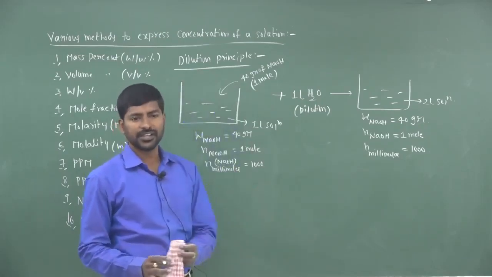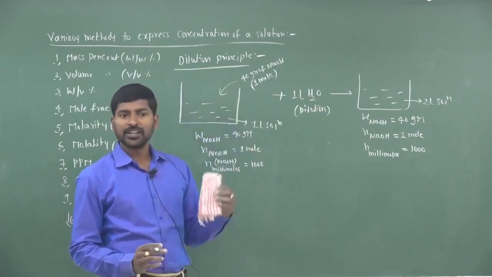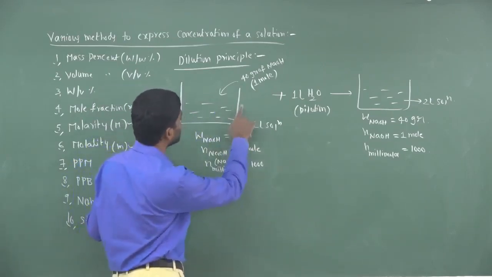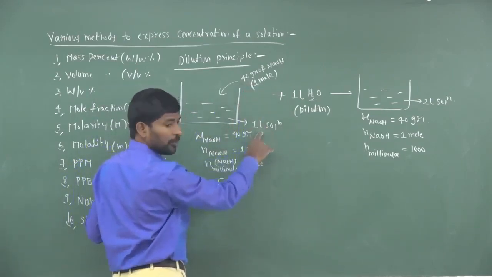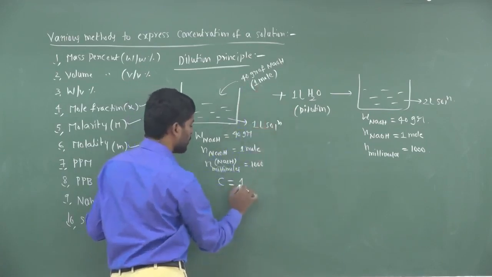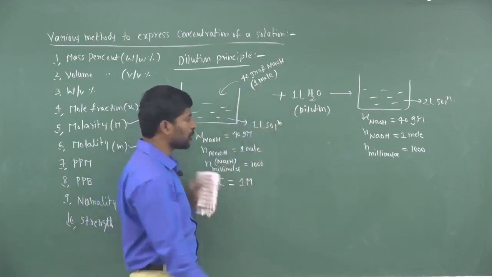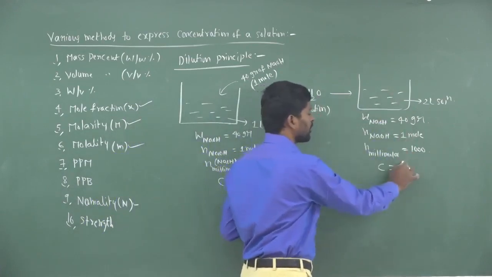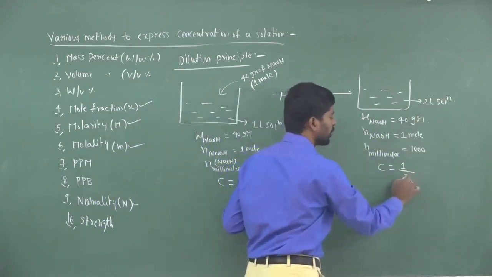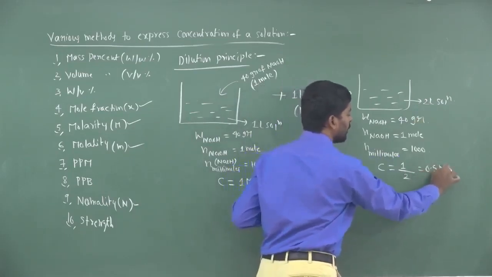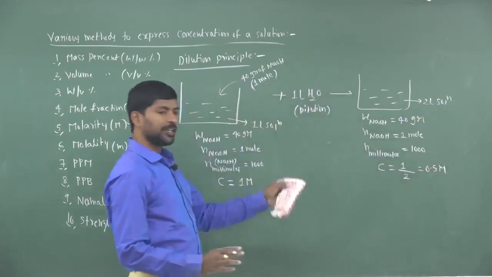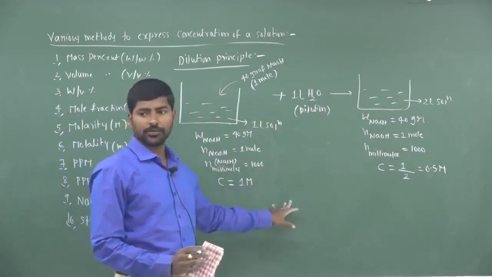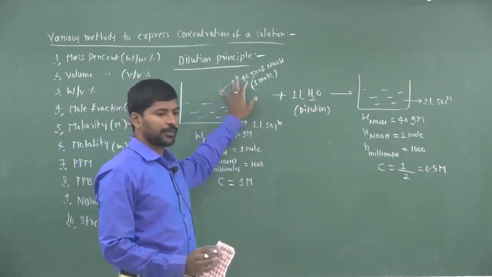What about concentration? Same or changes? Concentration changes. Here, the concentration is number of moles by volume in liters, 1 by 1, that is a 1 molar solution. Now, 1 mole is present in how many liters? 2 liter solution. That means 0.5 molar. So concentration may change, but there is no change in the number of moles or millimoles of solute. That is called the dilution principle.